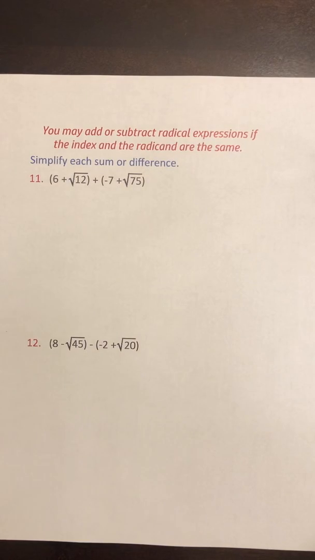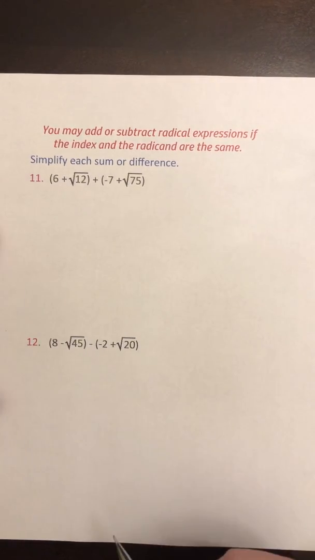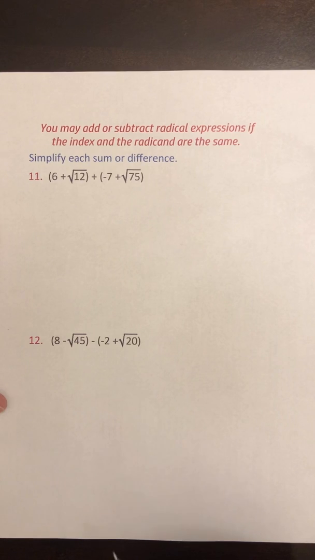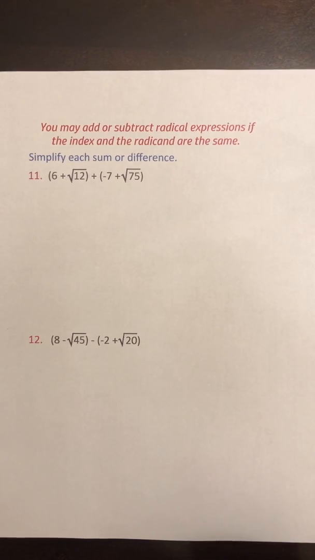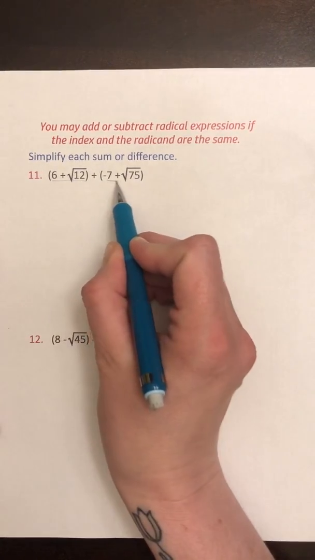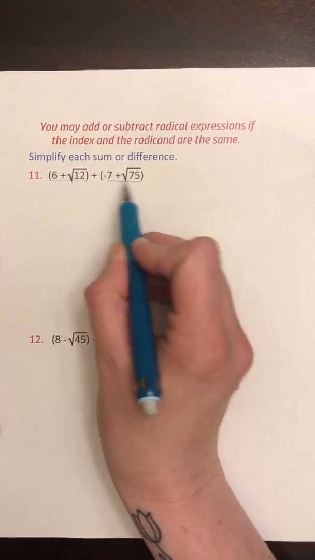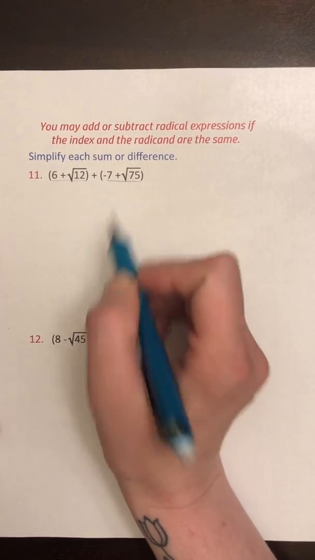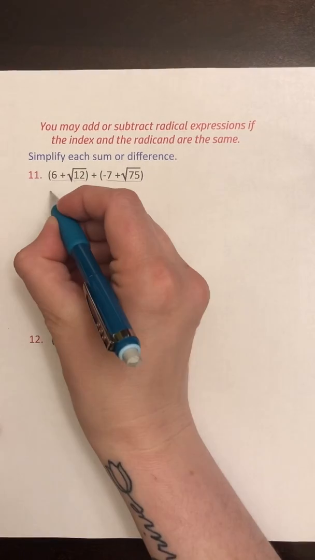Okay, so radical expressions, it says that you can add or subtract them if two things have to be true. Their index has to be the same and the radicand has to be the same. Remember, radicand is a big word for what's underneath the radical. So let's look at number 11. So we are adding what's in this parentheses to what's in this parentheses. And these two do have the same index, but they don't have the same radicand.